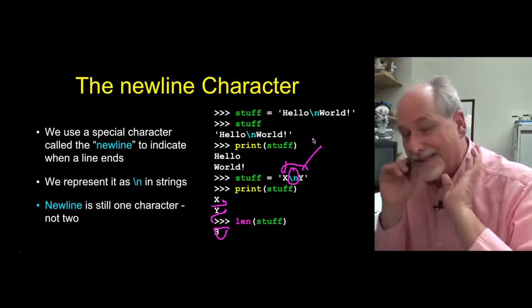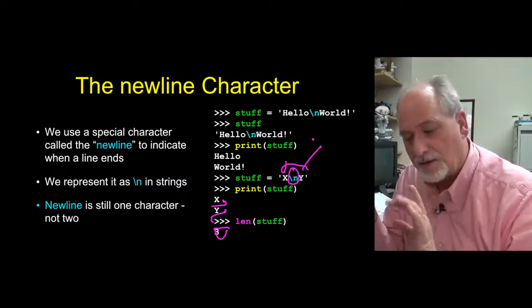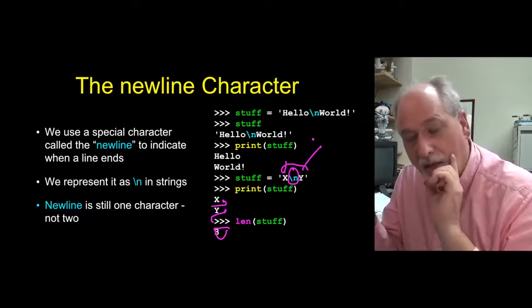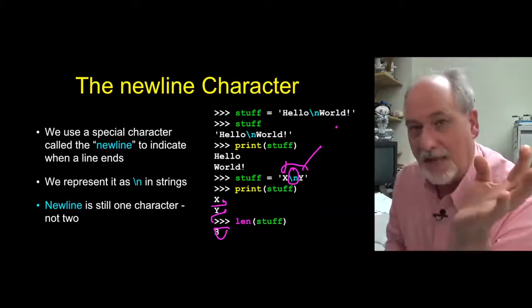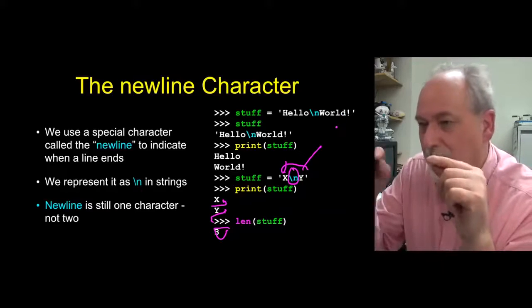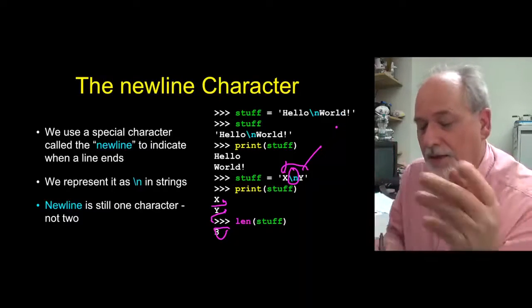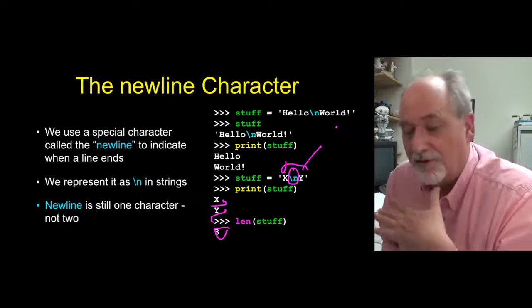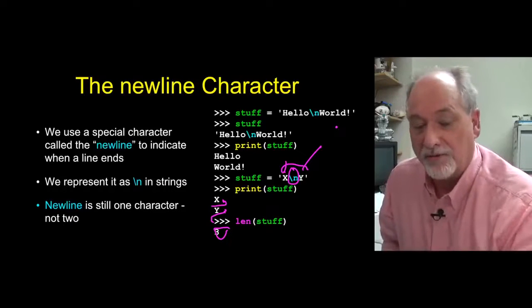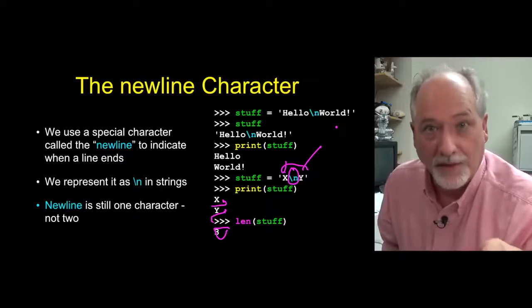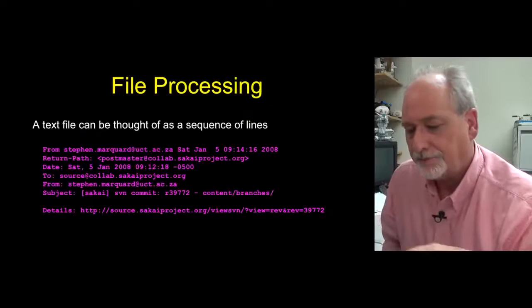So the \n is a character like all the rest of the characters, but we encode it by typing \n. It's called an escape, where the \ is the escape, and \n is a way to say new line, because we can't see it. It's a way for us to encode in a string this non-printable character, this invisible character. It's part of white space.